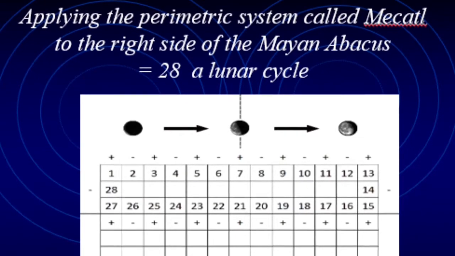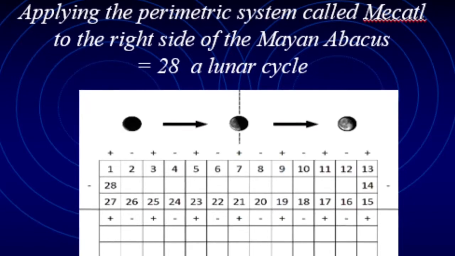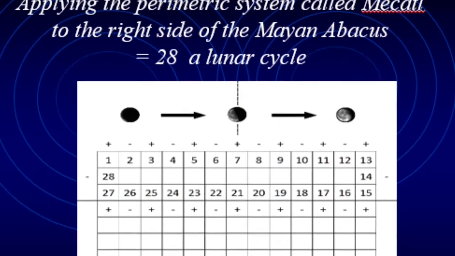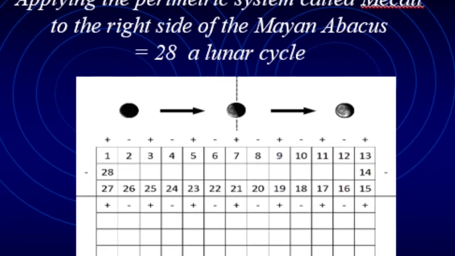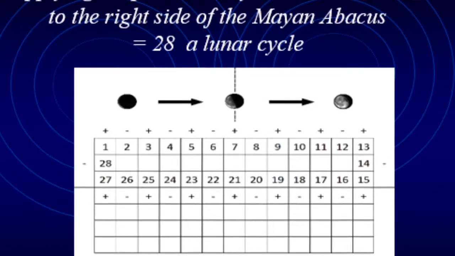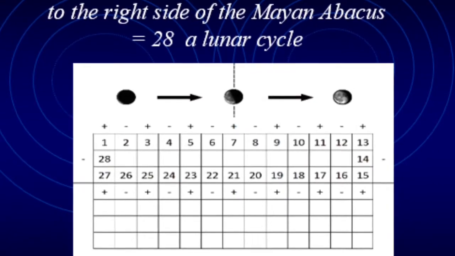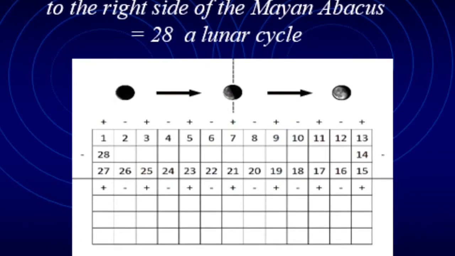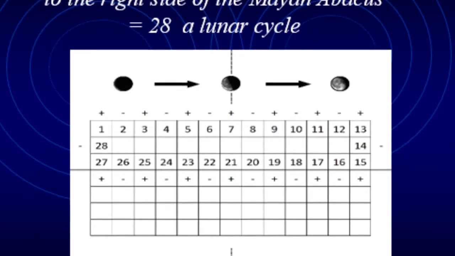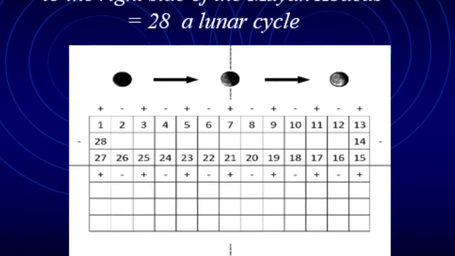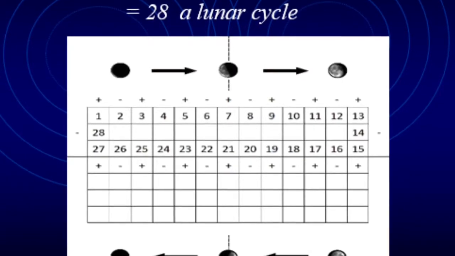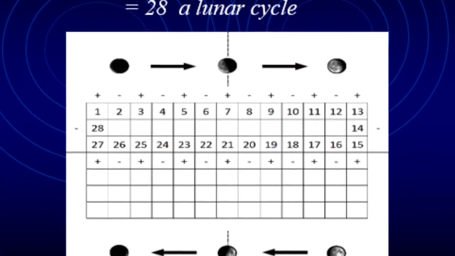This system is called the macaque, and it's a perimetric system. So if we apply this system to the abacus, that means that we're going to count just the little beads or dots that are around the right side of the abacus, or now that you're seeing horizontally, the upper side of the abacus. And as you can see, the number of spaces is exactly 28. That, as you know, is the lunar cycle.